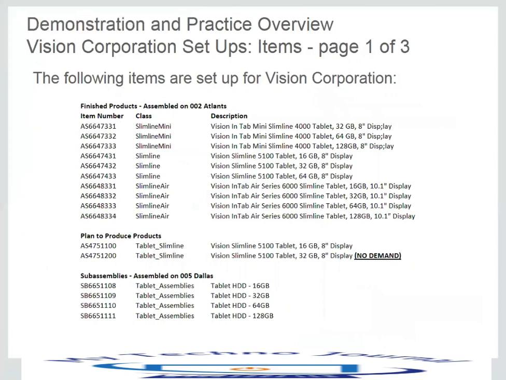And here you can see the product details which we have. We have all these products already defined in the system. These are the end products, with the item number, the class to which it belongs, the description, and the plan to produce products. We have AS475100, for which we have a demand also, and AS475200, which is another product for which we don't have a demand. And these are all the subassemblies which have been defined in your 005 organization. These products are defined in the 002 organization.